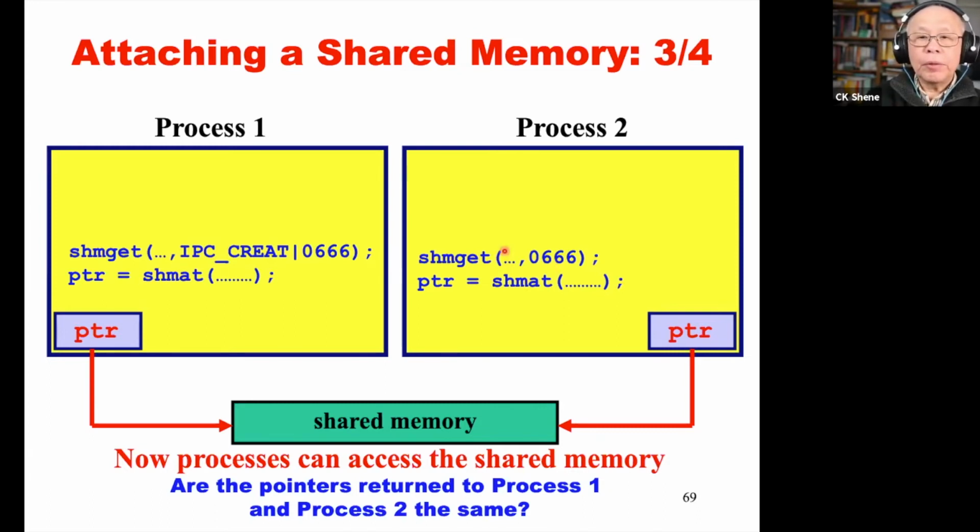Now, after successfully getting the permission to use the shared memory, process 2 receives the shared memory ID. Then process 2 uses the shared memory ID followed by NULL and 0. Now, if this shared memory has been created, shmat from process 2 would return a pointer to the shared memory. So the pointer variable ptr in process 2 would also receive a pointer to the shared memory.